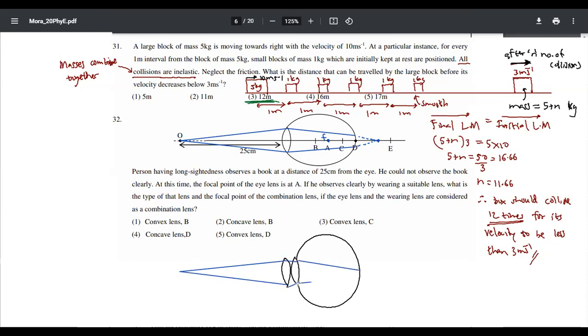Right, now tell me what will happen to the new focal point of the lens combination, people. What should happen? If he observes clearly by wearing a suitable lens, what is the type of that lens and the focal point of the combination lens? Now, when you have just one lens, this is the focal point. When you put two convex lenses together, what will happen to the focal point? Will it increase or decrease?